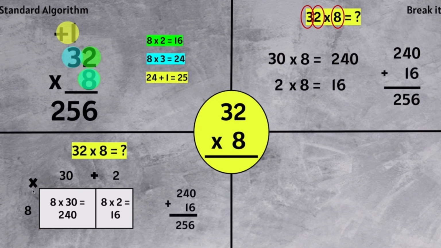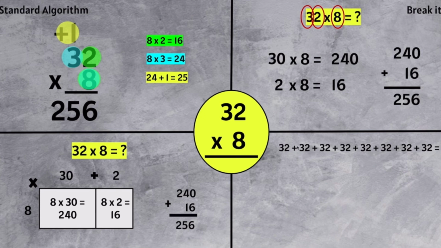So we can say that 8 times 30 plus 8 times 2 equals 256. Let's use repeated addition. We need to add 32 8 times. 1, 2, 3, 4, 5, 6, 7, 8. We have 8 32s. We know that 32 plus 32 is 64.